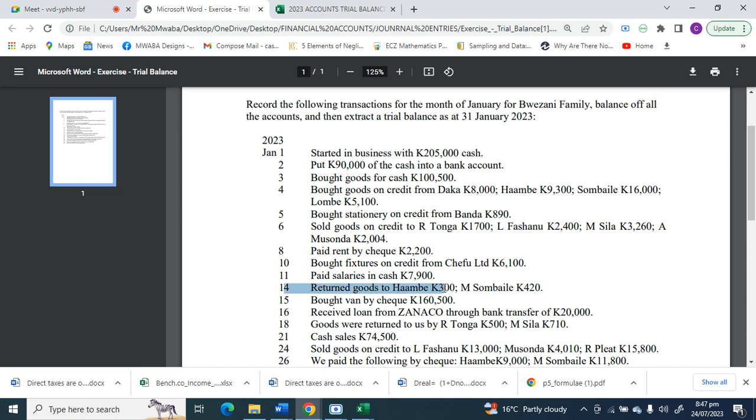Returned goods to Hambe 300 and Emson Baile 420.